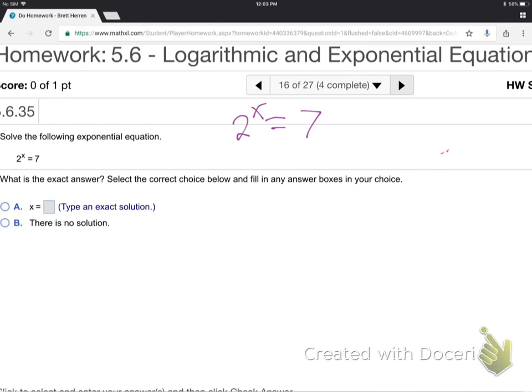So the problem is the x is in the power zone. What do we do? All right, so that's all the stuff we don't do. What do we do? What takes powers down?